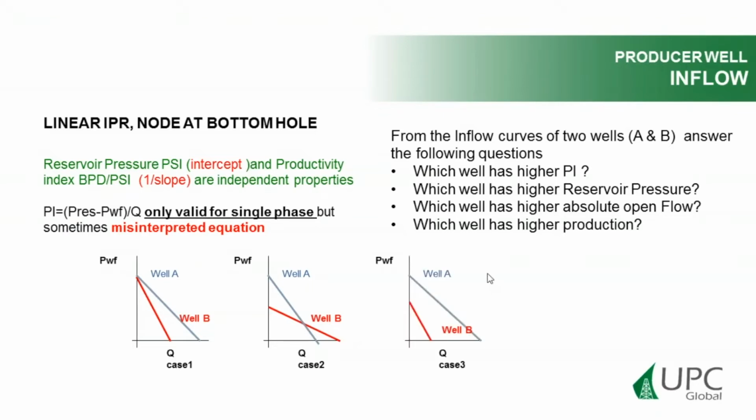In this case, we have higher productivity index in well A, higher reservoir pressure is also well A because of the higher intercept. Higher absolute open flow is well A, and we cannot tell anything about production. In this case, higher productivity index is well B, higher reservoir pressure is well A, and both have the same absolute open flow. Production, again, we cannot tell anything about.